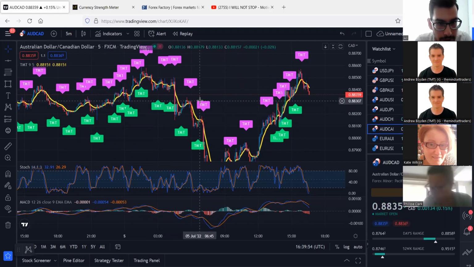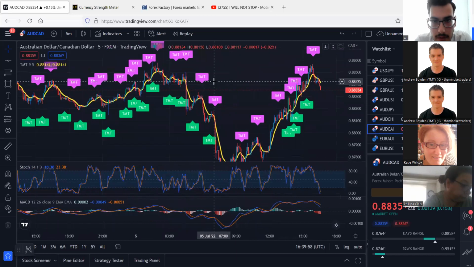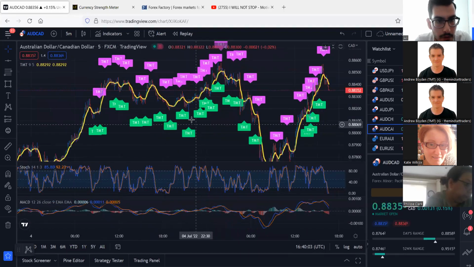But now what we can do is look at a strong support resistance area, where the market had a strong roof and a strong floor.